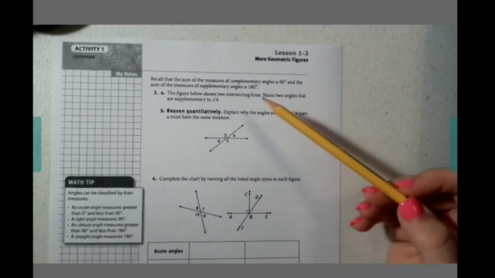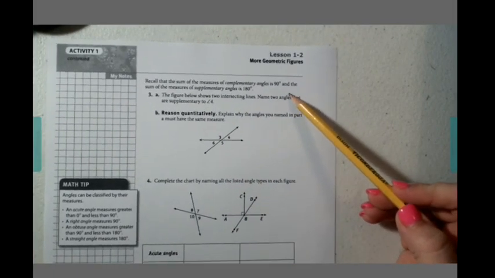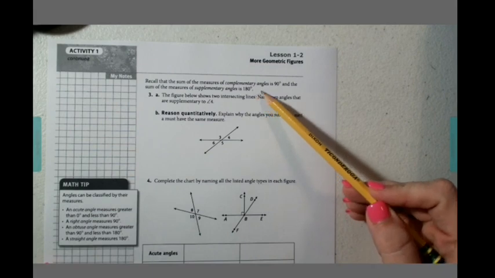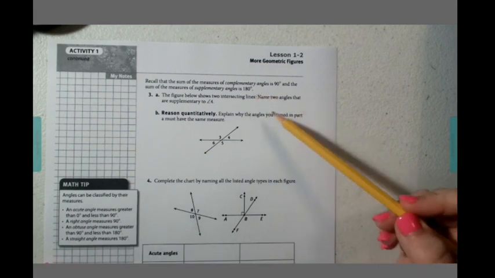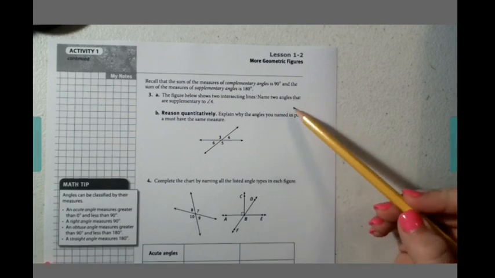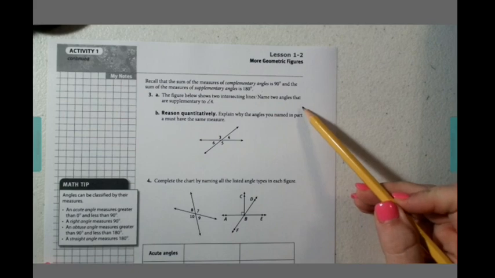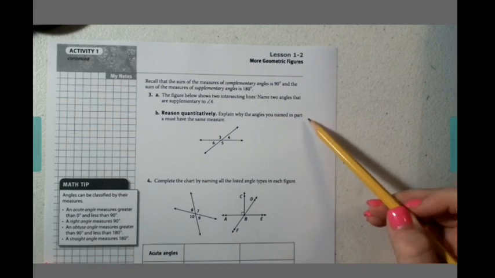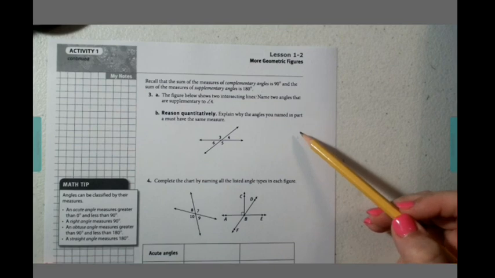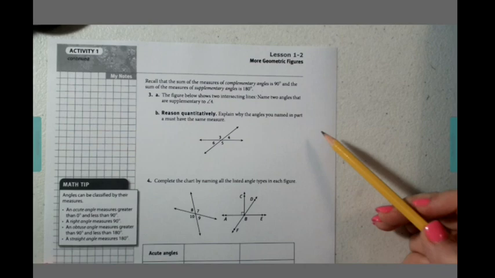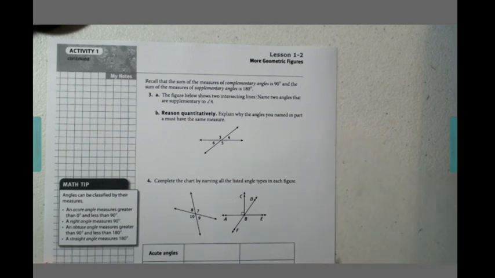Let's move on. Number 3, you are being asked to recall that the sum of measures of complementary angles is 90 degrees and the sum of the measures of supplementary angles is 180 degrees. Here it asks, the figure below shows 2 intersecting lines. Name 2 angles that are supplementary to angle 4. And part B says, explain why the angles you named in part A must be the same measure.